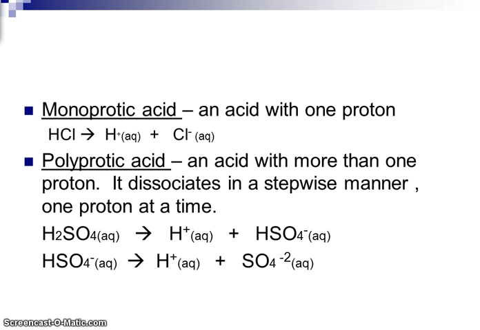So acids can be characterized as strong or weak depending on the percent of the acid that actually dissociates in an aqueous solution. And they can also be classified as monoprotic or polyprotic depending on how many protons they have to donate during chemical reactions.